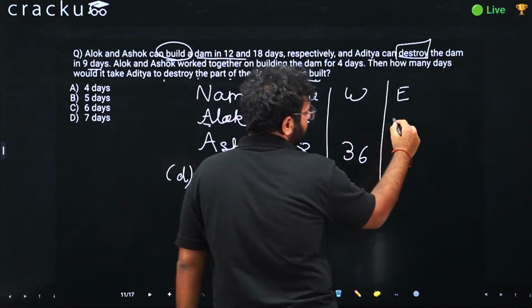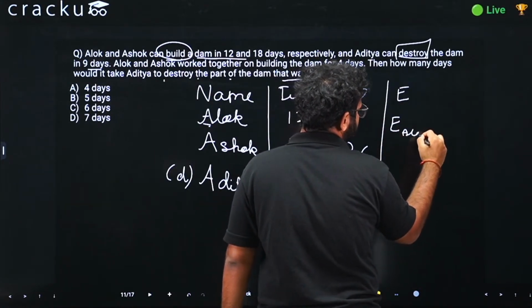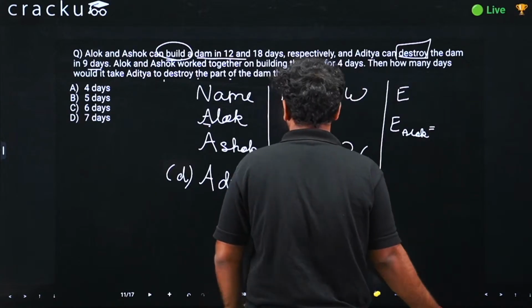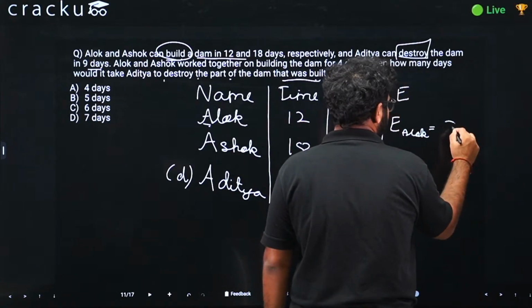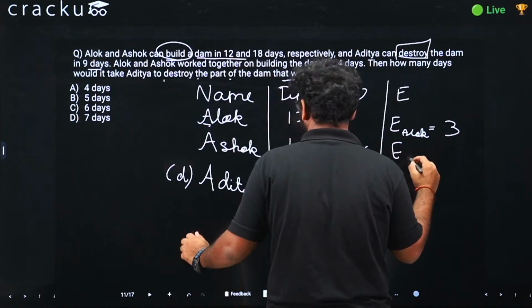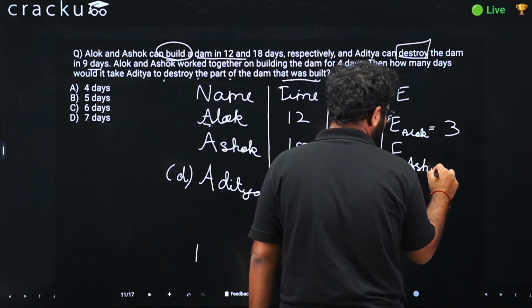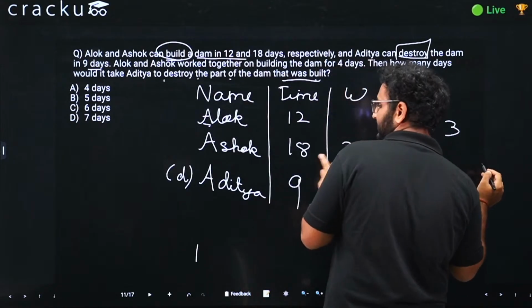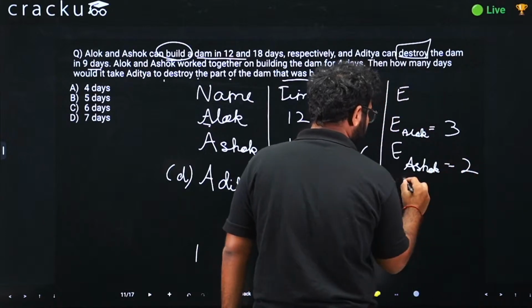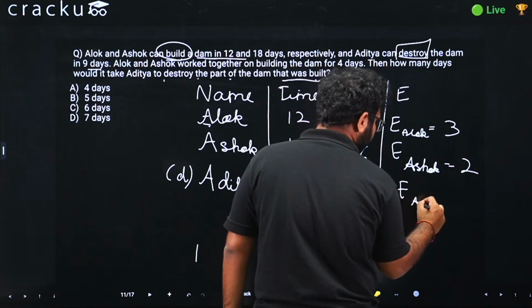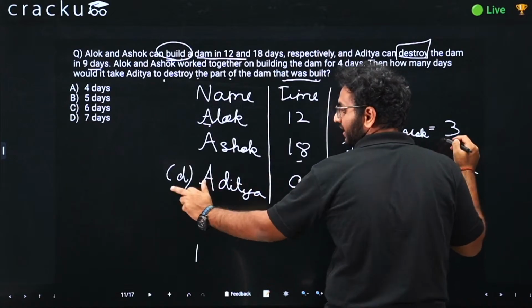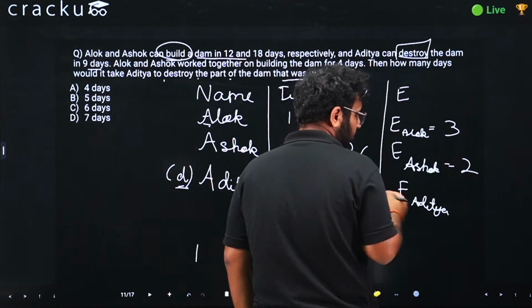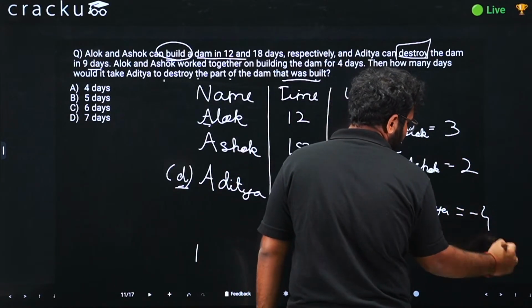So efficiency of Alok will be 36 by 12, which is 3. Then efficiency of Ashok will be 36 by 18, which is equal to 2. And efficiency of Aditya will be 36 by 9, but destroying, so negative. So it will be equal to minus 4.